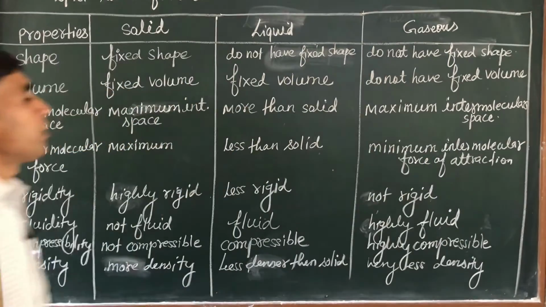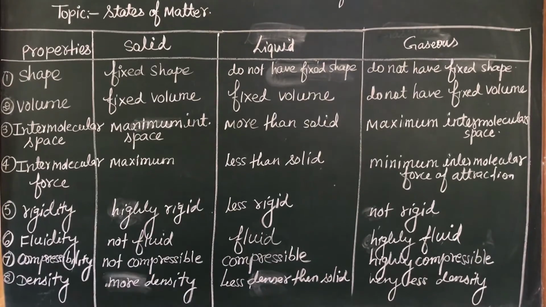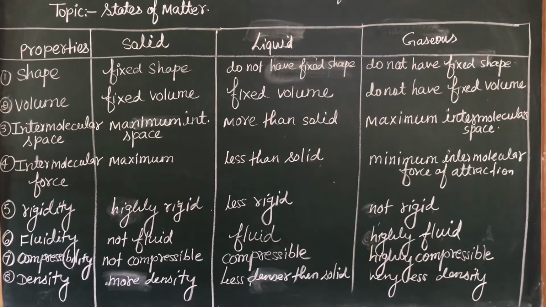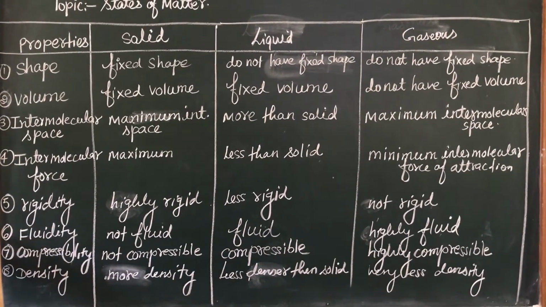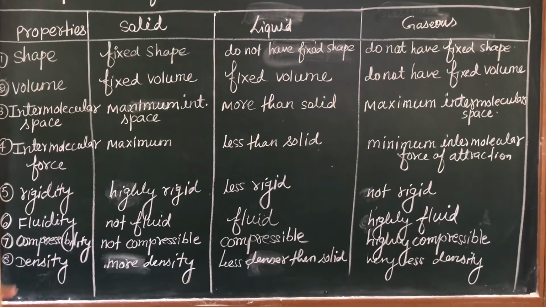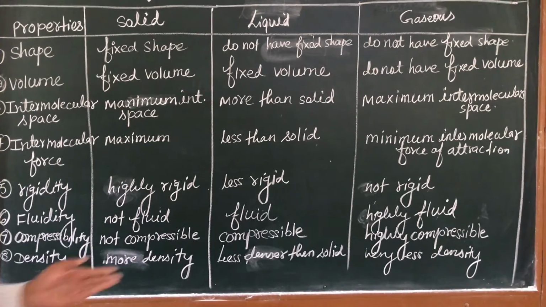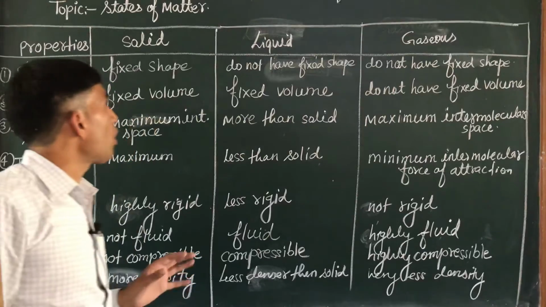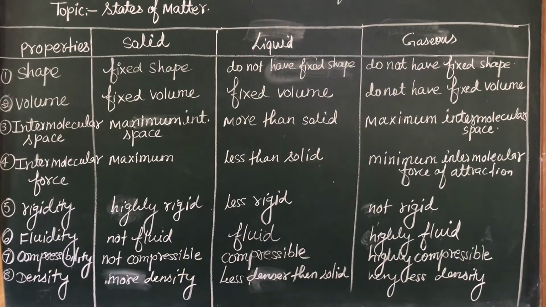So this is the comparison between the three states of matter in terms of shape, volume, intermolecular space, intermolecular force, rigidity, fluidity, compressibility, and density. We can take one more point, that is kinetic energy. Solids have very less kinetic energy, it is more in liquids, and it is highest in gases. So this is the comparison of solid, liquid, and gas in tabular form.